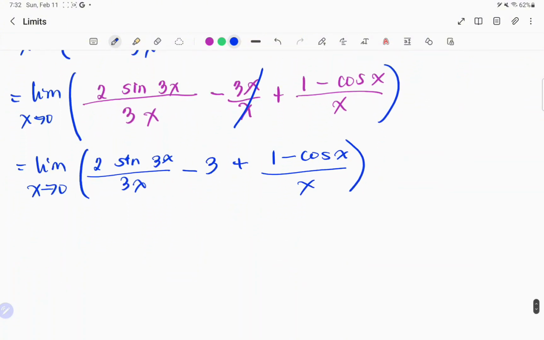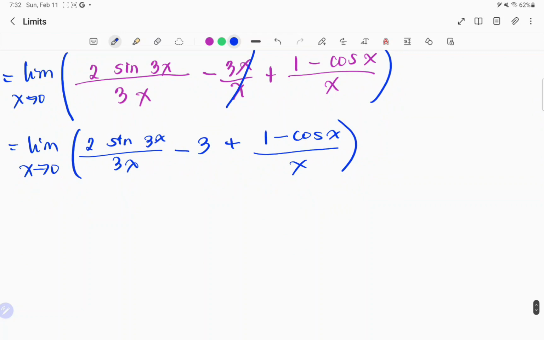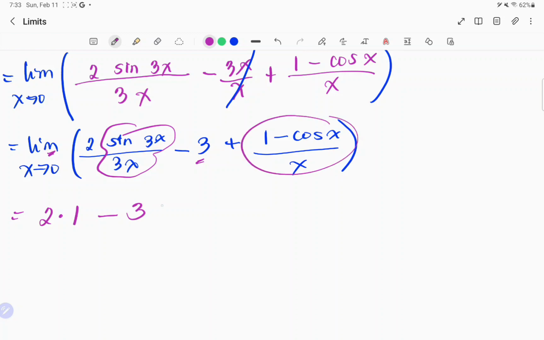I can now take the limit of each term. I have 3 terms here. The limit of this function is 1. So I have 2 times 1. The limit of negative 3 is still negative 3. And the limit of this whole function is 0. So plus 0. So I have 2 minus 3 plus 0 is equal to negative 1.